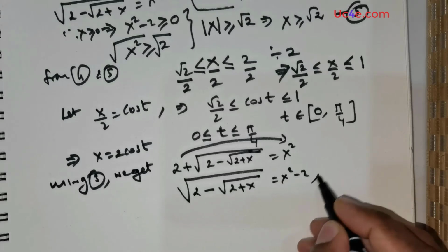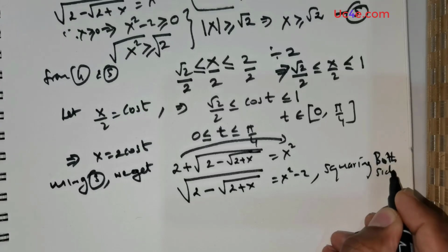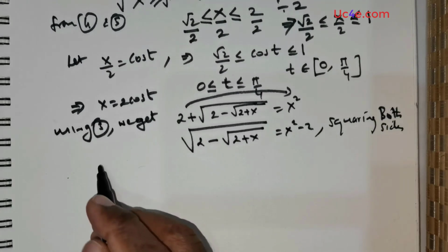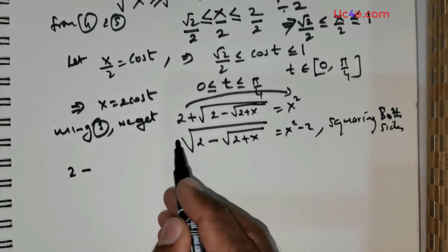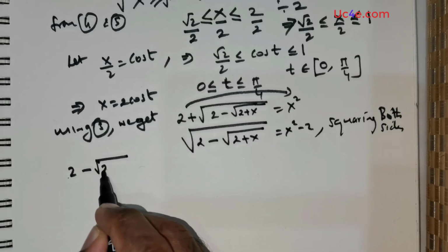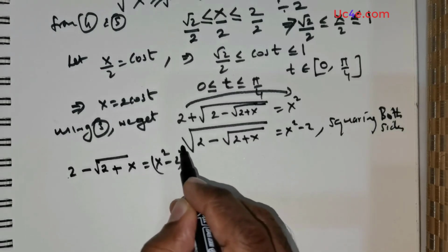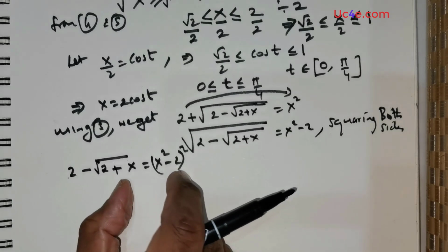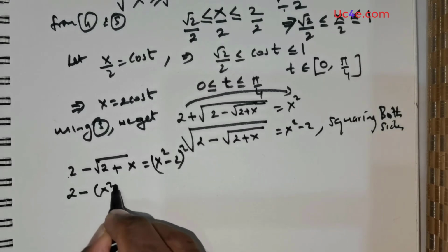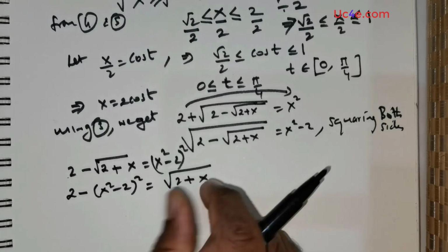I would square both sides. Squaring both sides, what do we get? This is going to be 2 negative, the square root gets annihilated, giving us 2 negative root of 2 positive x is equal to x squared negative 2, where you have to square this term. Now I would like to bring this term to the left, and move this term to the right. So this means 2 negative of x squared negative 2 raised to the power of 2 is equal to root of 2 positive x. So this is what we've got.